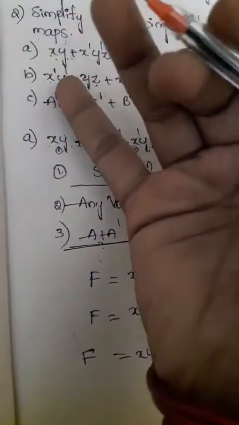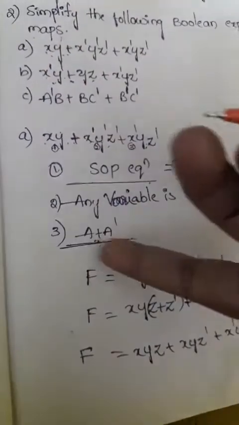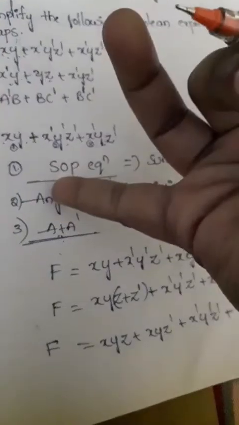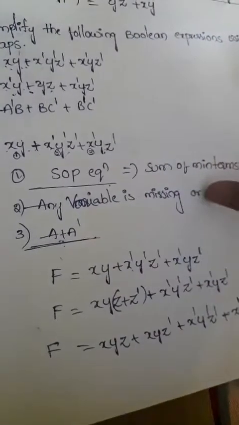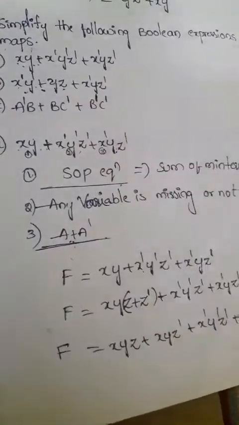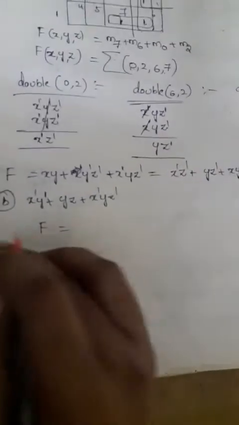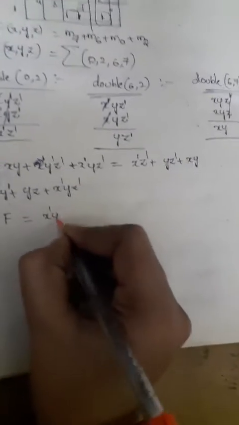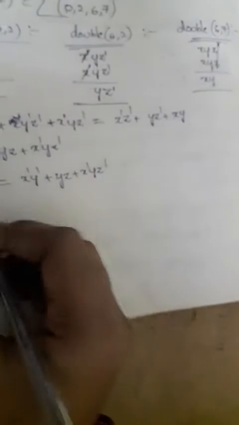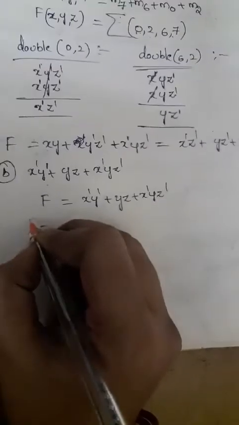So for that purpose we can simplify by using this AND rule. Why are we using this AND rule? Because this is a sum of product equation, so that means it is equal to the sum of min-term procedure. So if any variable is missing, we'll go for this rule. Here I can consider this function as f. I can imagine this as x complement y complement plus yz plus x complement y z complement. Now if any variable is missing, you have to write it.